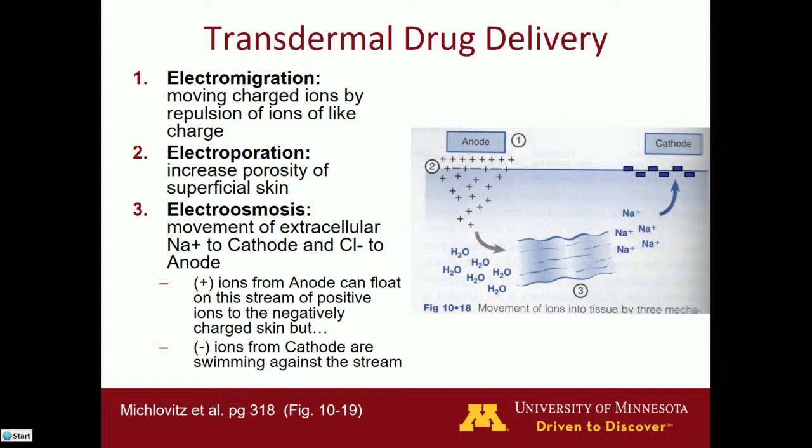This is represented here under the two bullet points where the positive ions from the anode can float on this stream of positive ions that are moving in the skin to the negative charged skin. But the negative ions from the cathode are kind of swimming upstream in a sense because they have to go against that flow of the negative. They have to go against the negative charged skin.